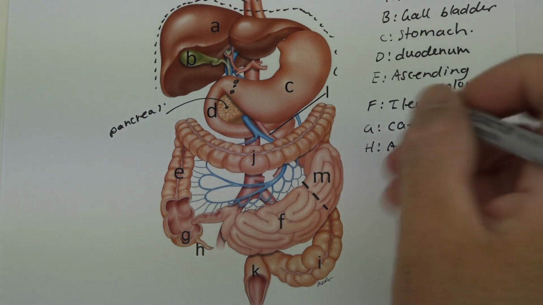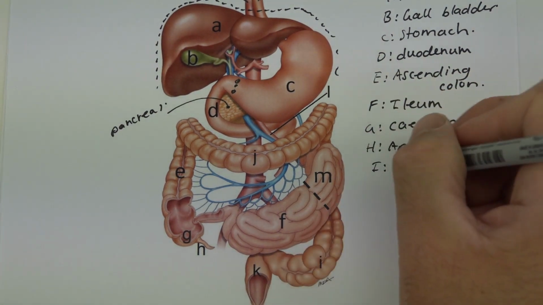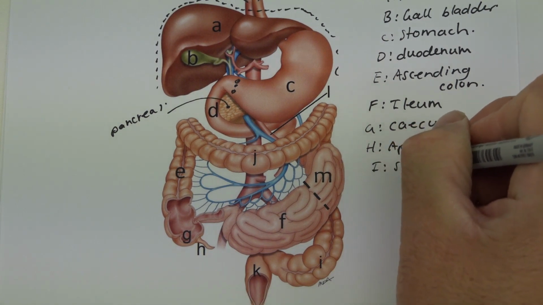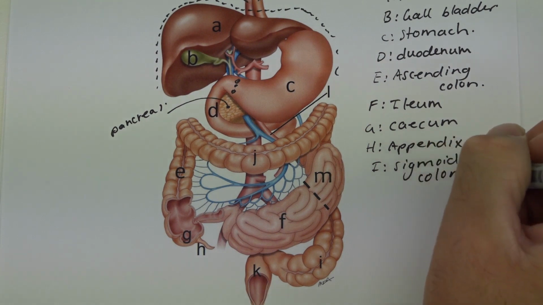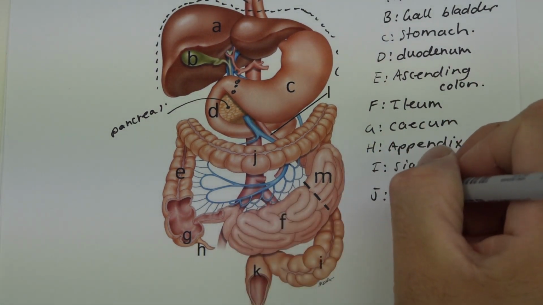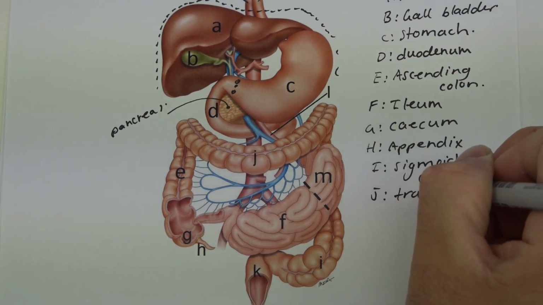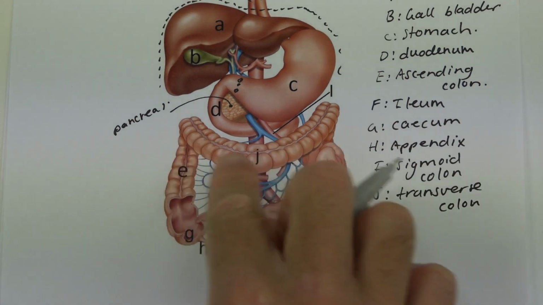so that they can get the energy out of it. I, this part here is shaped like an S, all right, so we would call it the sigmoid. Now we know that anything ending in OID is like, so sigmoid colon. J, all right, so J, here we have transverse colon. Once again, just to carry waste along.